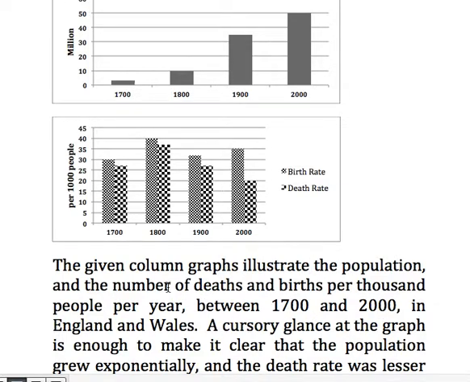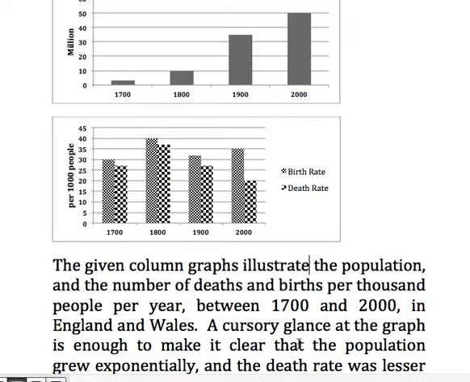So if I write the number of deaths and births per 1,000 people, it means death rate and birth rate. If I use the words death rate and birth rate, then I don't have to write per 1,000 people because it is understood from the definition of the birth rate and death rate. So these are two countries, England and Wales. The given column graphs illustrate the population and the number of deaths and births per 1,000 people per year between 1700 and 2000 in England and Wales.